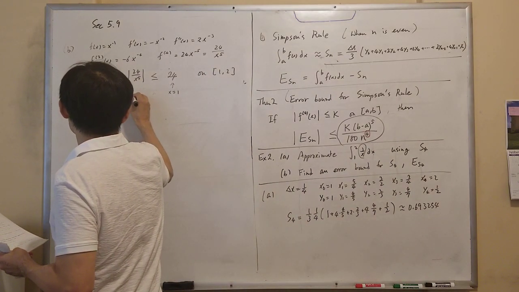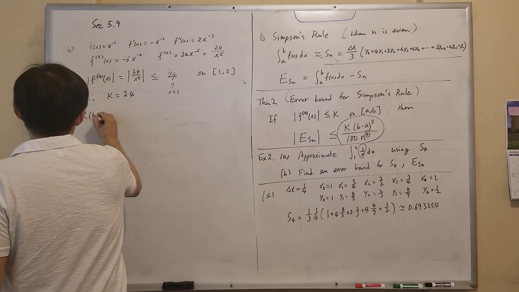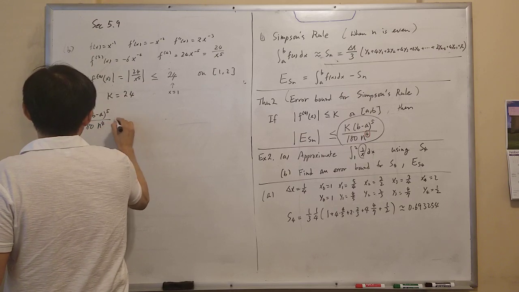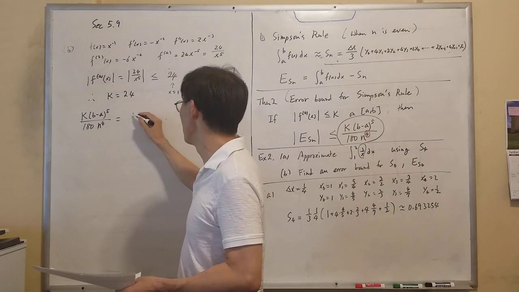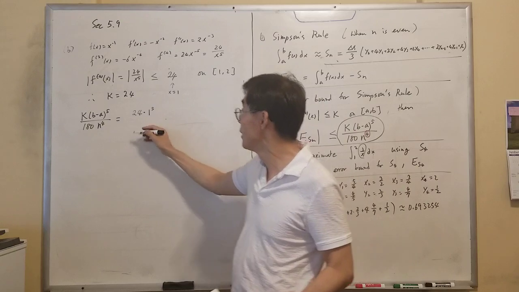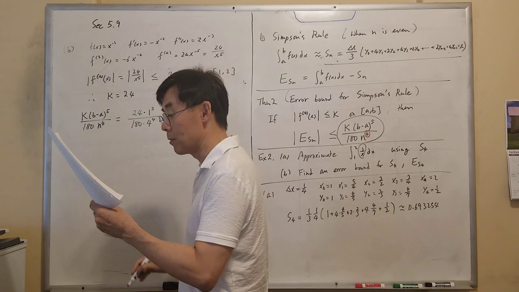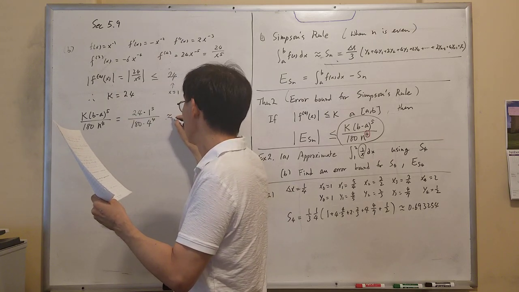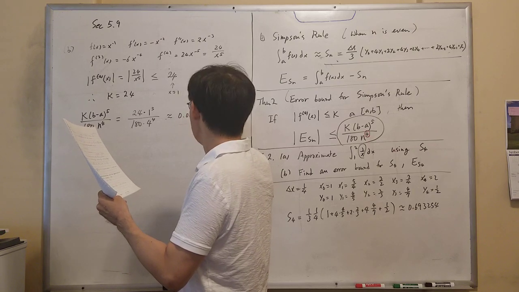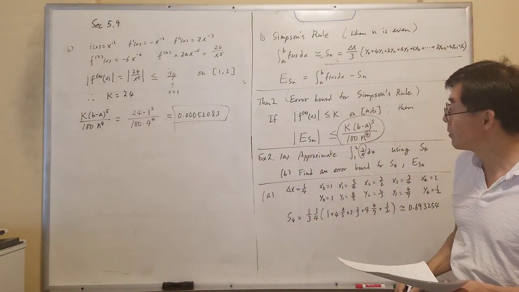So, k equals 24. Therefore, with this k, b minus a to the 5th over 180 n to the 4th, all the values plug in: 24 times 1 to the 5th, since 2 minus 1 is 1, over 180 times n equals 4, 4 to the 4th, which is about 0.0005283. This is the upper bound of the error, the worst possible case.